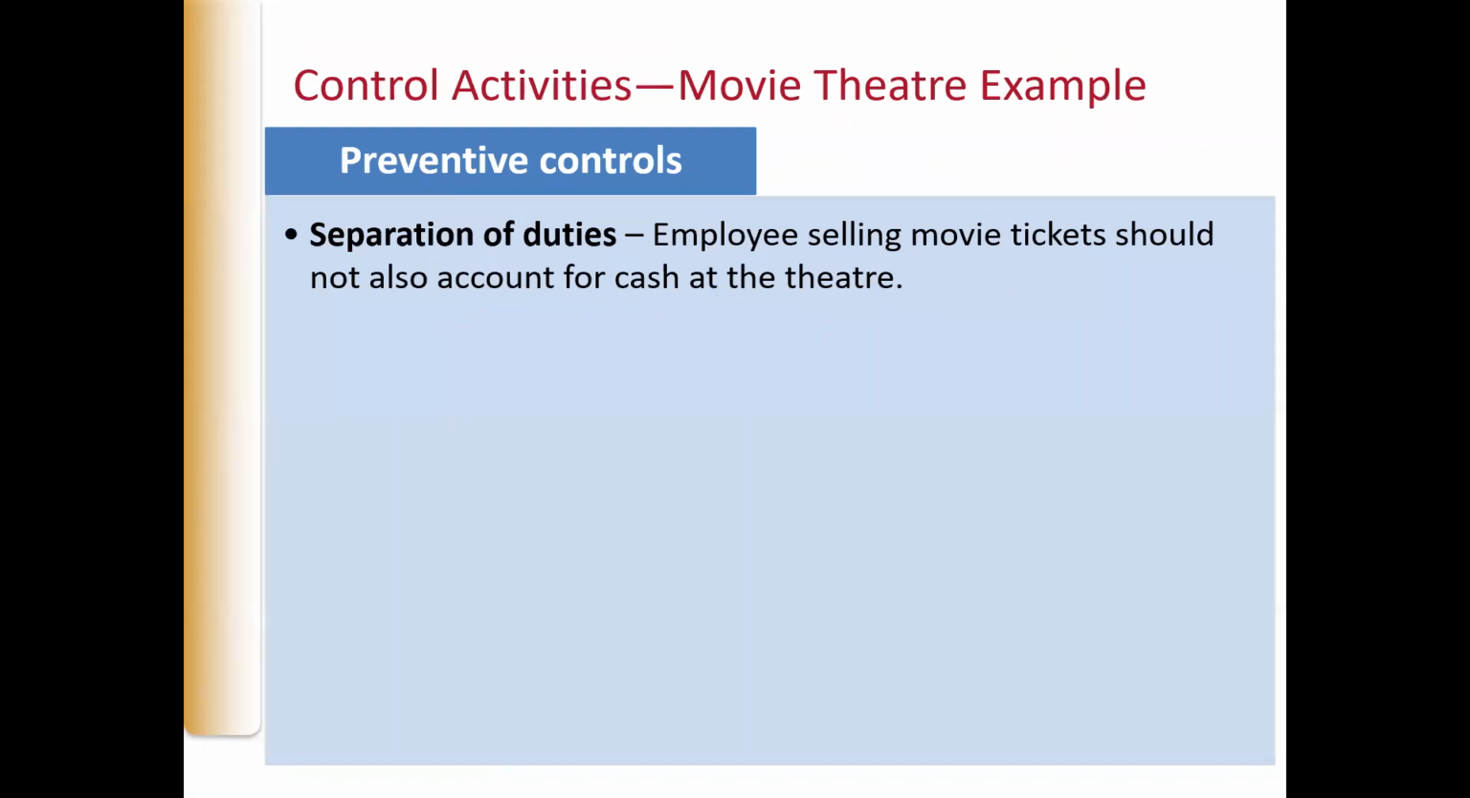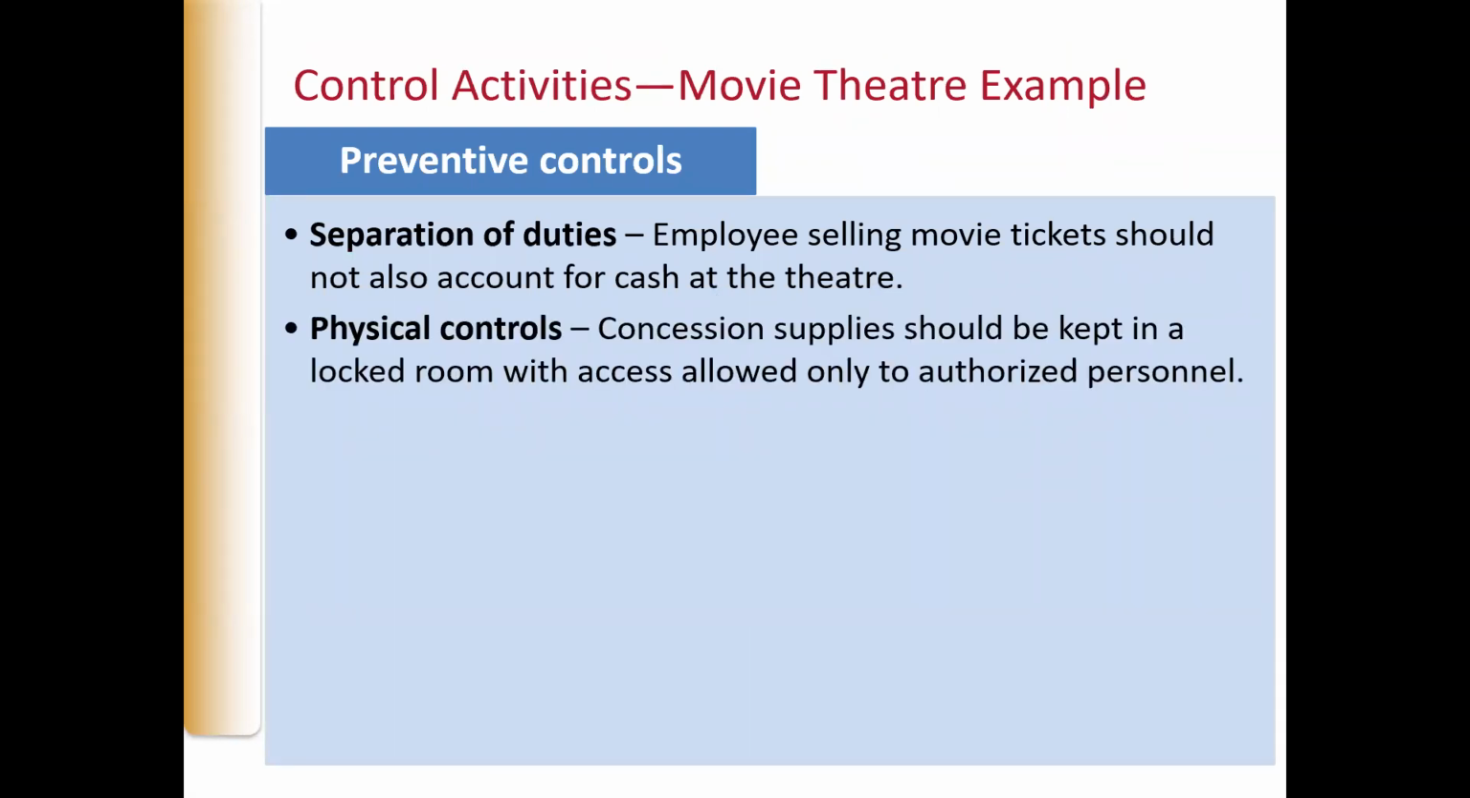Now, there are preventative controls. This prevents errors from happening. Separation of duties is where possibly the one who's selling the movie tickets at a cinema doesn't account for cash at the end of the day. Or physical controls. The concession supply should be kept in a locked room with only access allowed by certain employees.